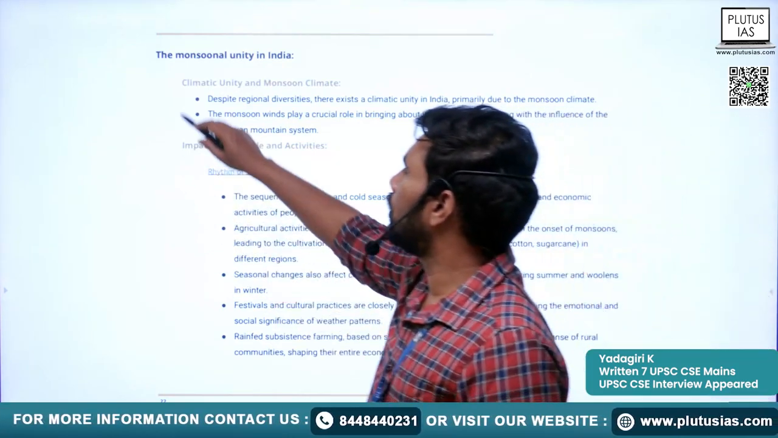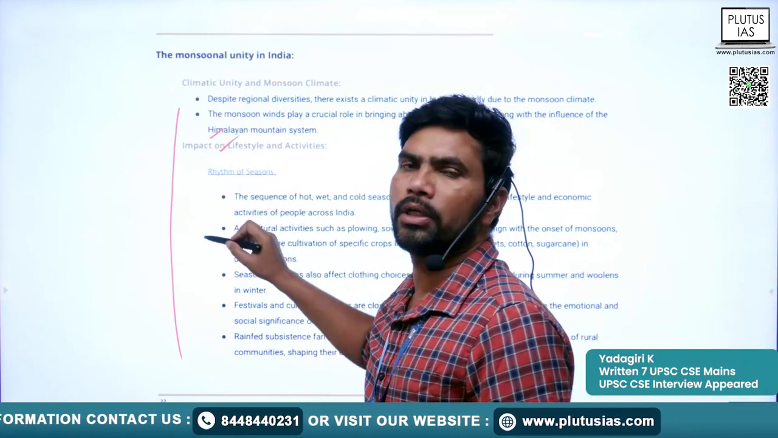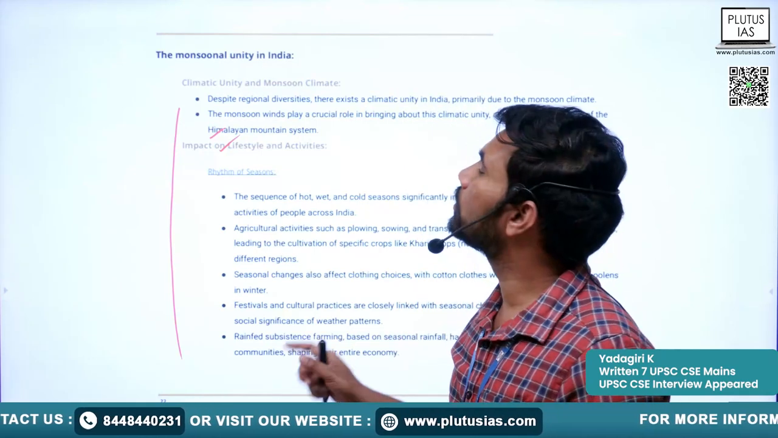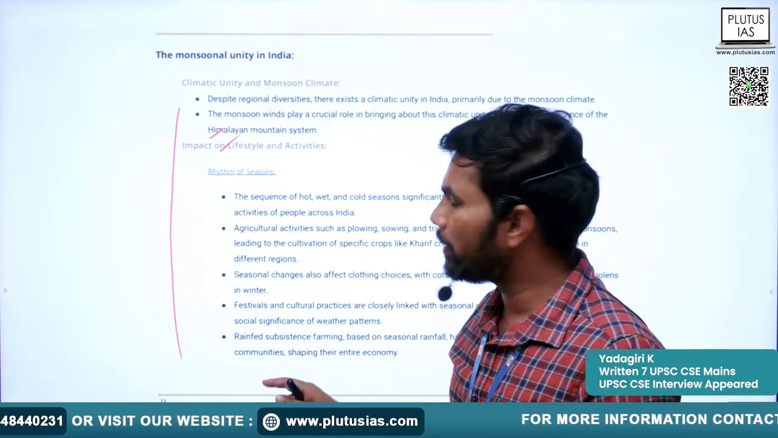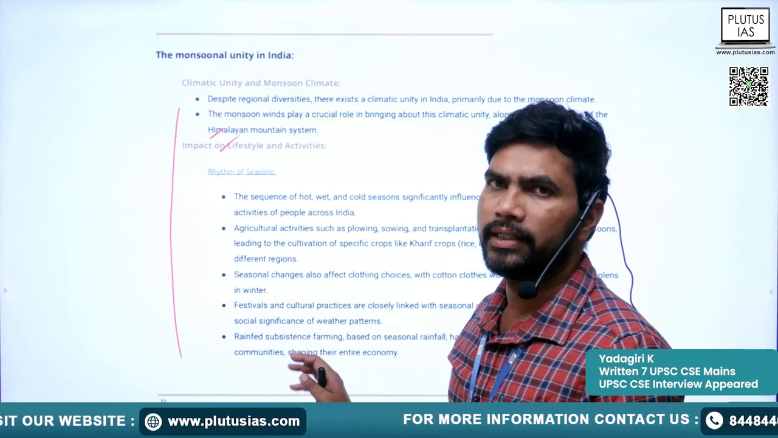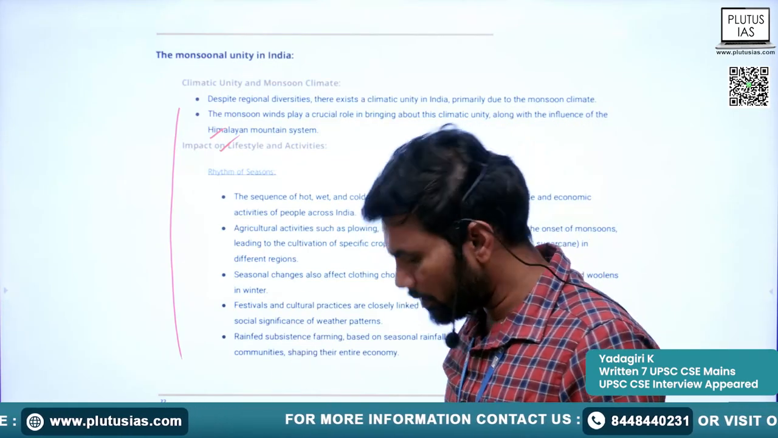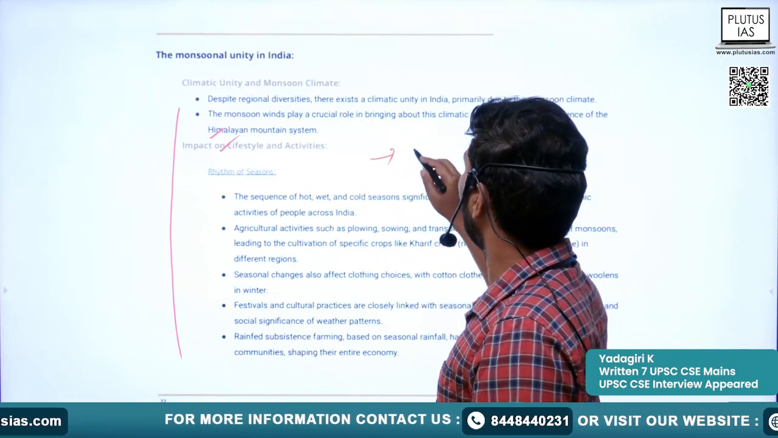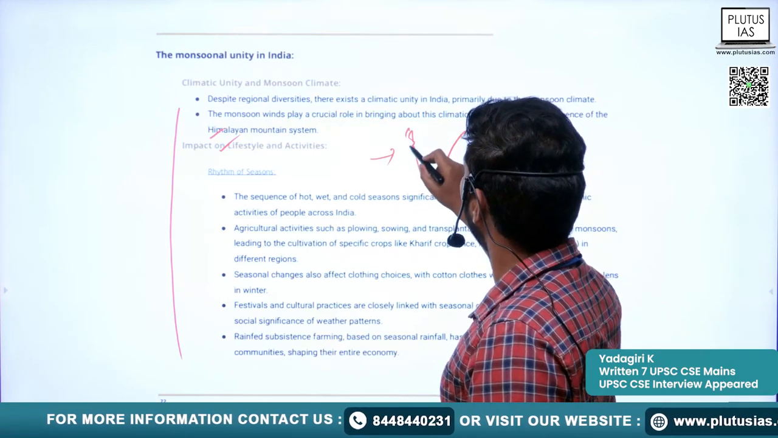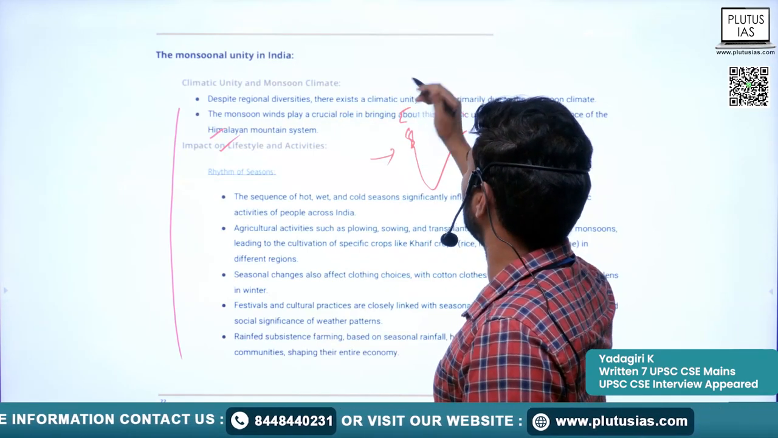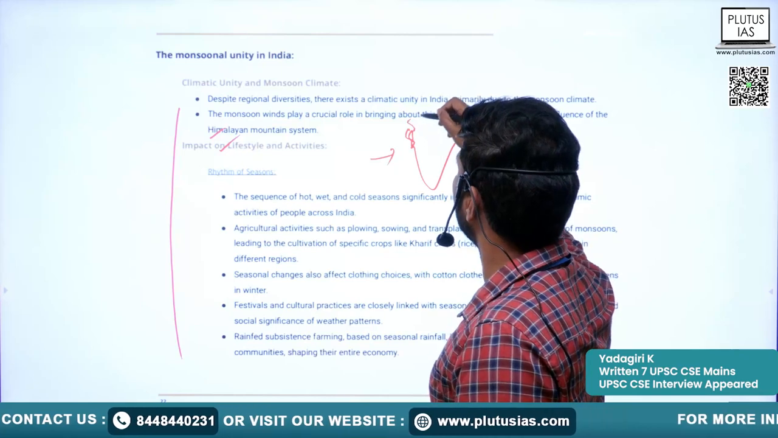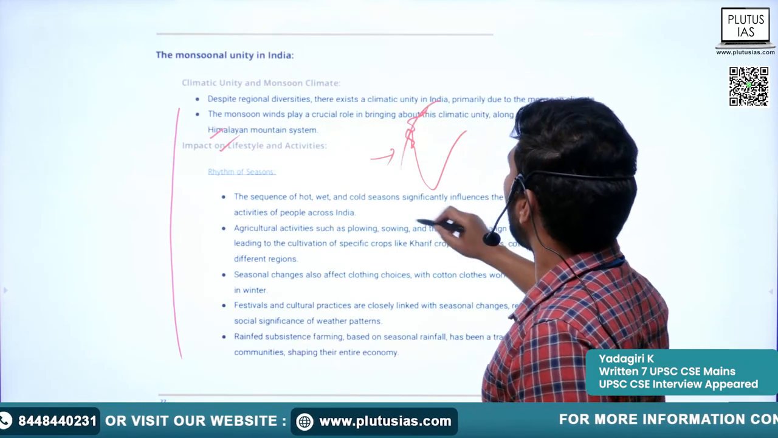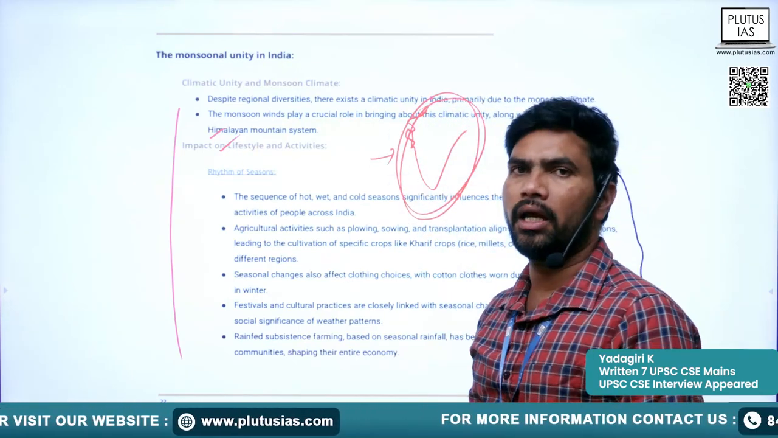Next, you can see the monsoonal unity. So this topic is much more important for the mains topic. So when we discuss the mains topics, we will try to cover this topic there. So basically monsoon covers the entire India. So as we call India a subcontinent, this is one of the reasons. And also the monsoon unifies the entire country.